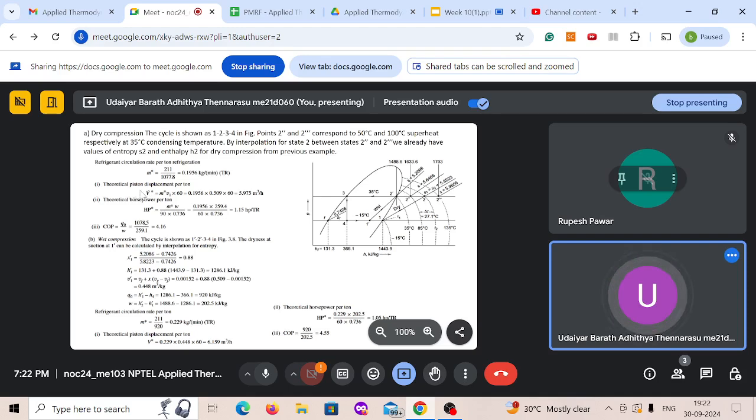So theoretical piston displacement per ton is again the actual mass volume flow rate into 60. So that gives you 5.975 meter cube per hour. So the theoretical horsepower is your work done divided by your horsepower, 736. So it will come out to be 1.15 horsepower per ton of refrigeration.